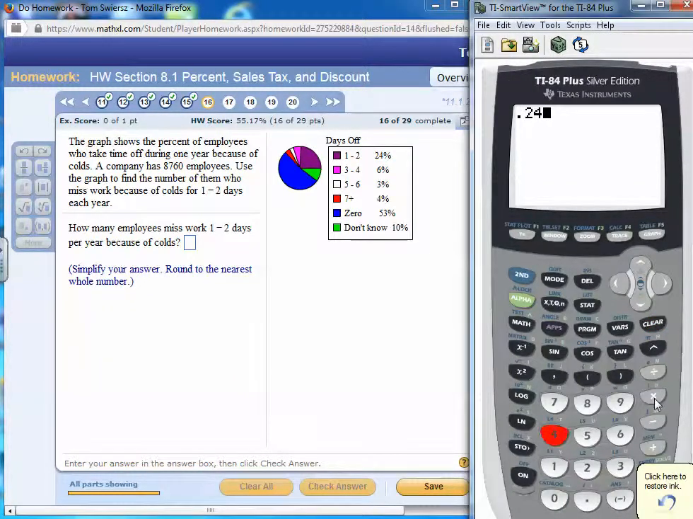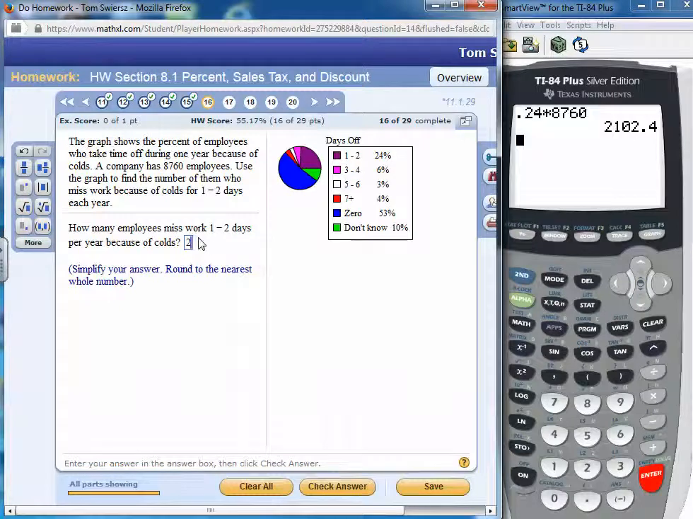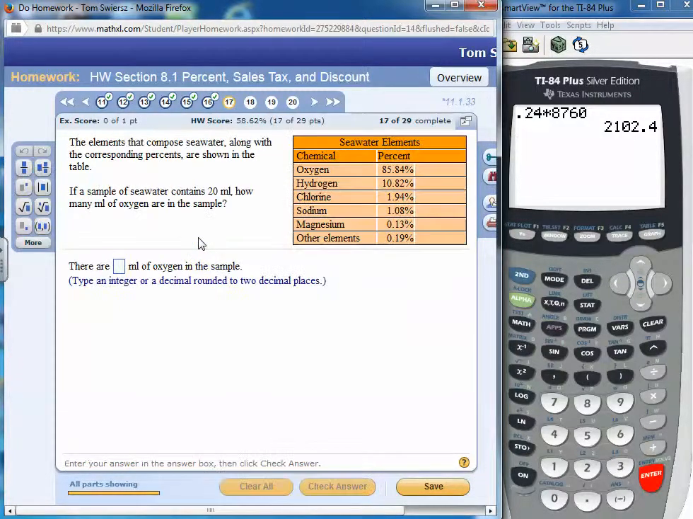0.24 times 8,760, and we get 2102. Round to the nearest whole number. There's a 4 in the tenths, so we keep it at 2102.